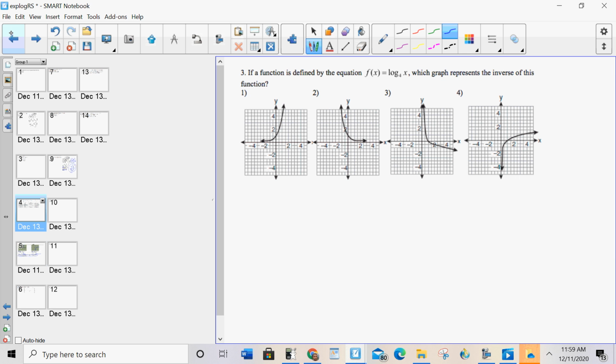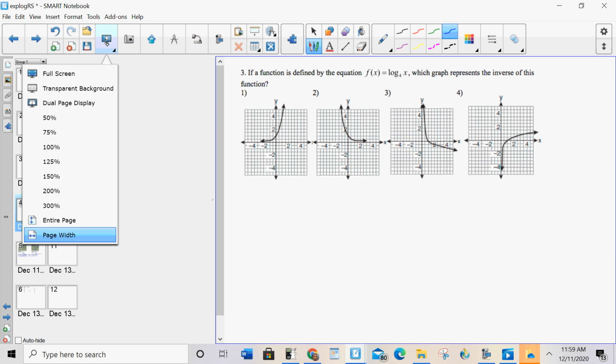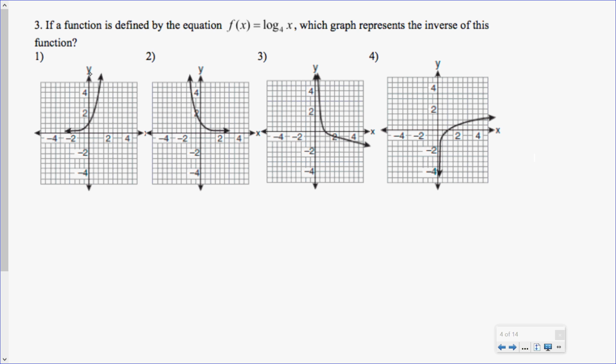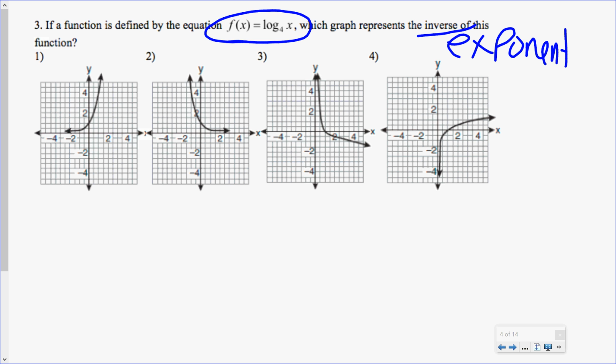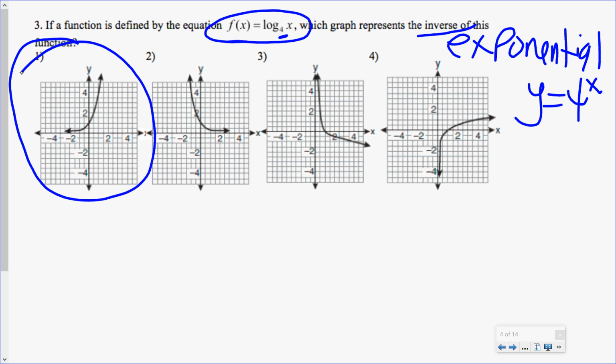It's a conceptual thing. So for this one, it says if a function is defined by this equation, so it's a log graph, which graph represents the inverse? Well, the inverse of log is exponential. Because it's a positive base, it's a base 4, essentially I'm looking for 4 to the power of x. Basically, I'm just looking for an exponential growth. Choice 1 is your exponential growth.